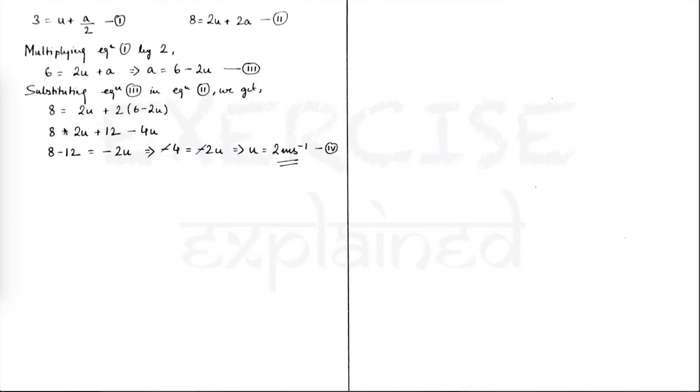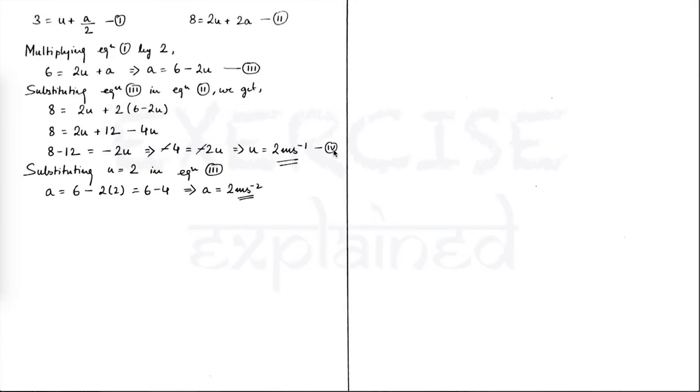So 12 goes to the other side, I get 8 minus 12 is equal to plus 2u minus 4u gives me minus 2u. So 8 minus 12 is equal to minus 2u. 8 minus 12 is minus 4 is equal to minus 2u. Minus and minus cancels. I get 4 is equal to 2u, or u will be equal to 2 meter per second. So initial velocity is 2 meter per second.